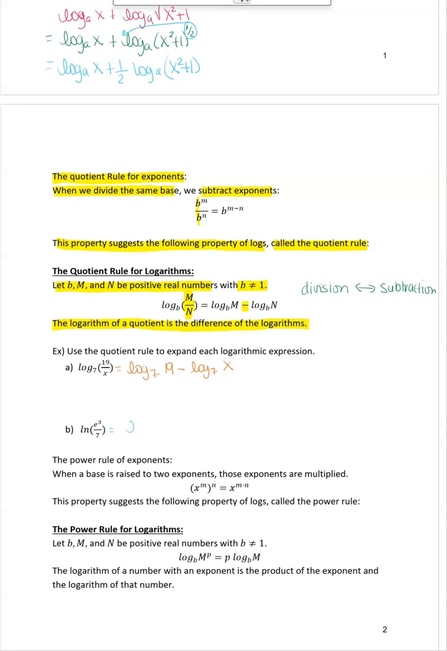Again, ln e of 3 minus ln of 7. When it's an ln, what is my implied base? It's e, right? So we have to ask ourselves, what power would we raise e to get e to the third? Well, that would be 3. So this is going to be 3 minus ln 7.